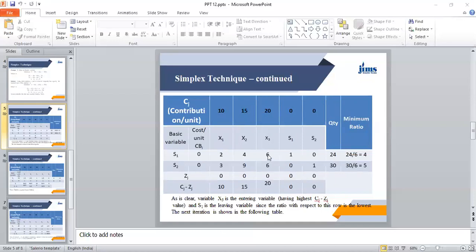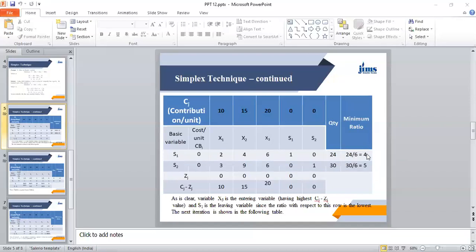Now we divide the quantity with the values in the key column. So 24 divided by 6 is equal to 4, and then 30 divided by 6 is equal to 5. So we get 4 and 5 as the ratio of the quantity to the coefficients of the equations. Should I repeat? We divide the quantity with the values in the key column and find out the minimum ratio. We get two ratios, 4 and 5. Minimum is 4.